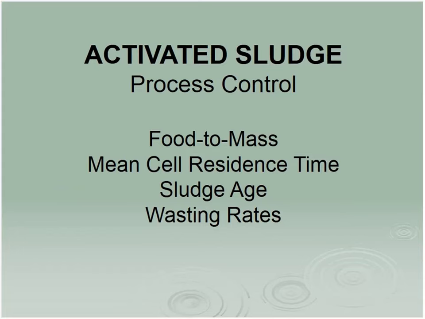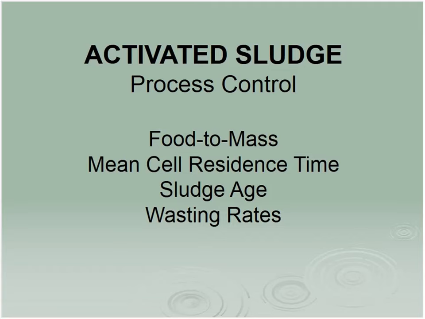Can I control the food? What comes in the front door comes in the front door. We've got no control over it. We just have to react to what we're given. I can control the mass by how much I waste. The more I waste, the less mass. I back off on wasting, I'm going to have more mass. Mean cell residence time. How long are the bugs in the system? Well, this is controlled by how much you waste. Got so many in there, and I lessen the time that they're in the system by wasting more. I take more out. Or if I want to build that time up, then I don't waste so much. So I come down to wasting.